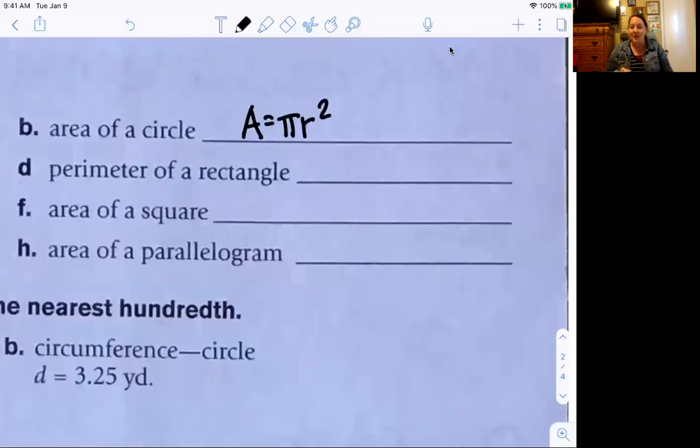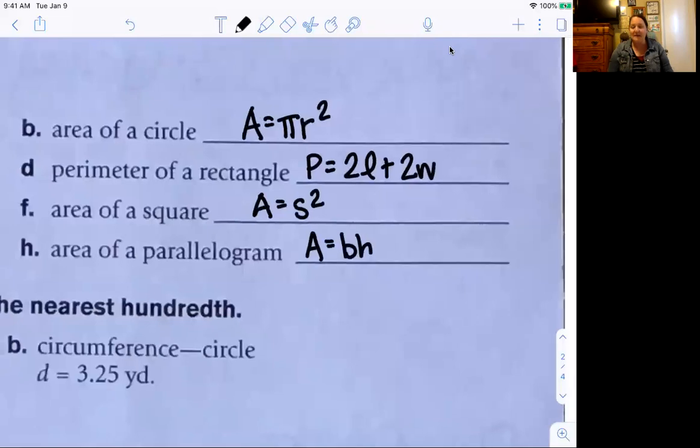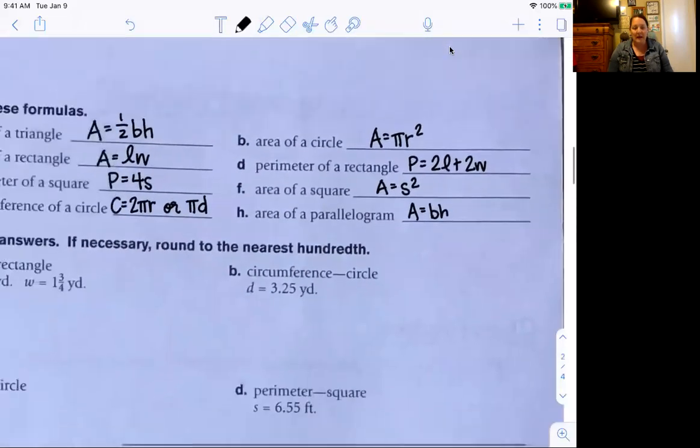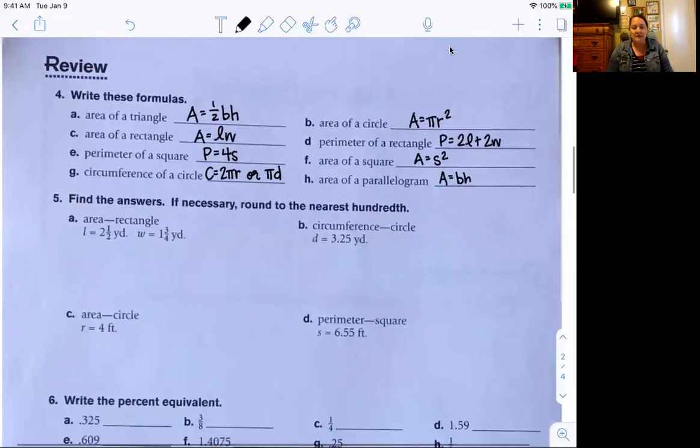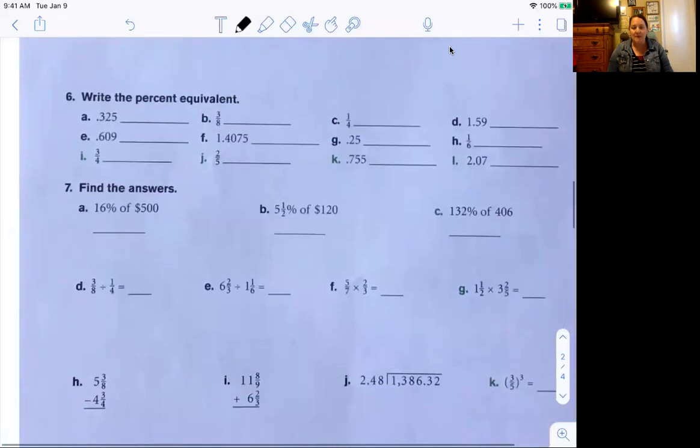Perimeter of a rectangle, P equals 2L plus 2W. Area of a square. Area equals S squared, side squared. And area of a parallelogram. Area equals base times height. Okay. Now let's look at the rest of this.